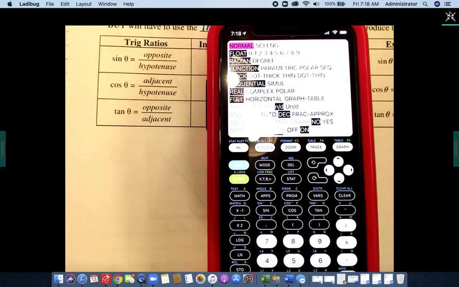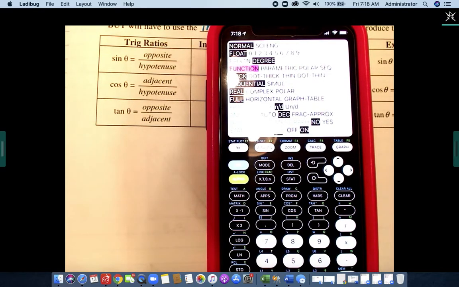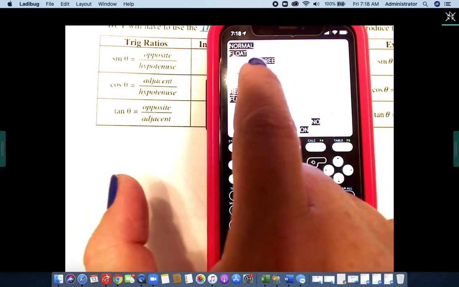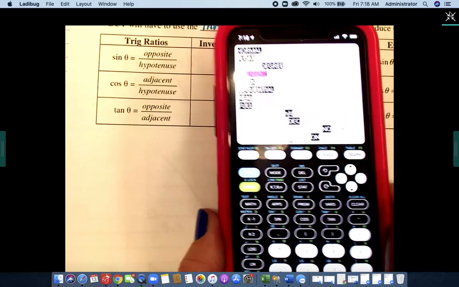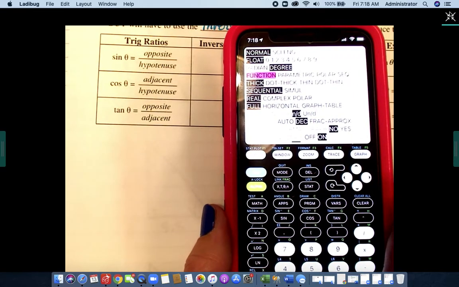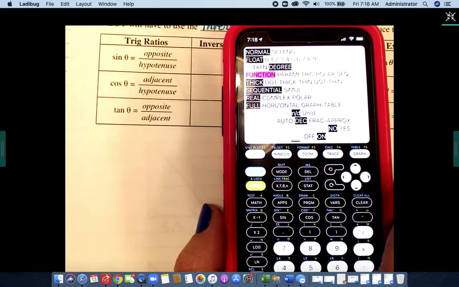Recall that the first thing I asked you to do was go to mode and change it to degree mode. So tap degree and make sure you press enter. If you have a TI graphing calculator, you would do the same thing. Move it to degree and then press the enter button. Okay, you have to hit enter. So we are finding angle measures, and remember, angle measures are certainly no more than 180, but all these angle measures will be less than 90 degrees. So somewhere between 0 and 90, less than 90 degrees.